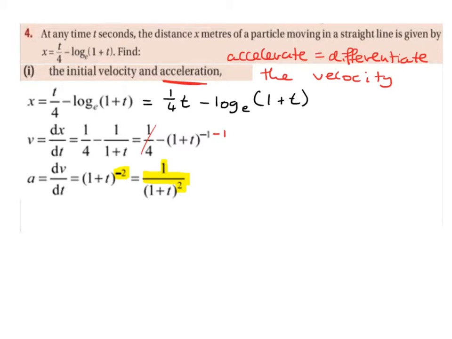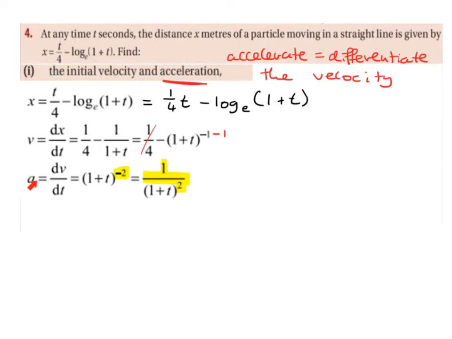So remember, the rule for differentiation is bring the power down in front, reduce the power by 1. So the power was minus 1, and there was a minus already in front, so minus by minus 1 is positive 1, or just positive. So that's why we no longer have a minus here. And then minus 1 is minus 2.